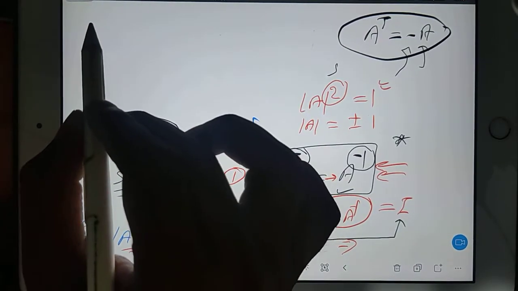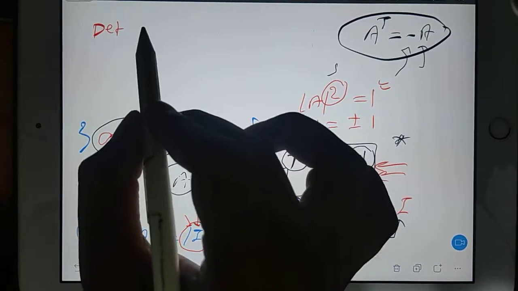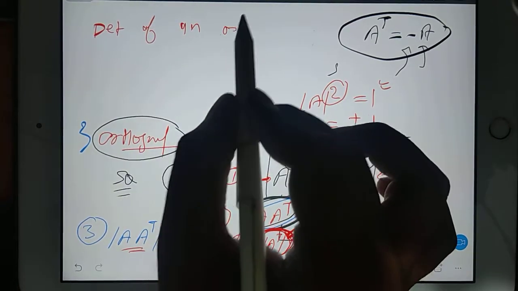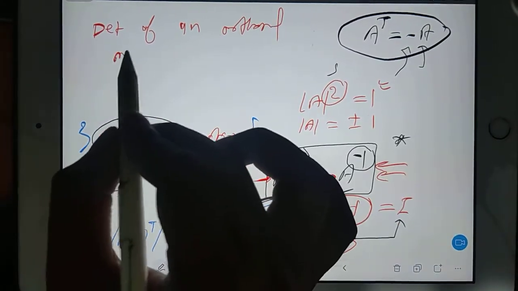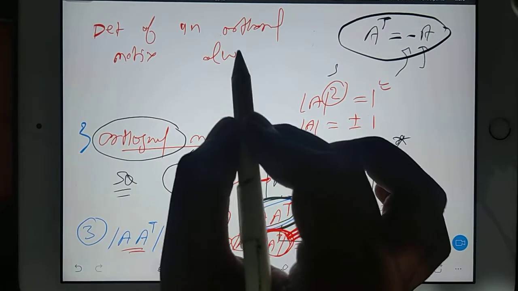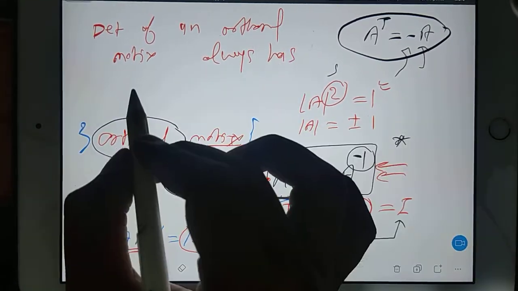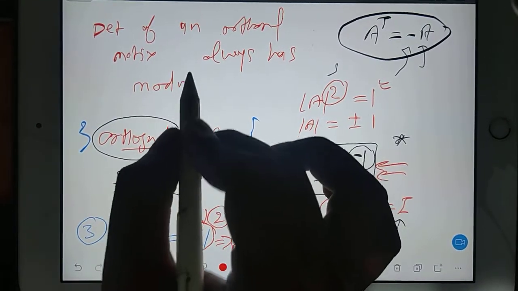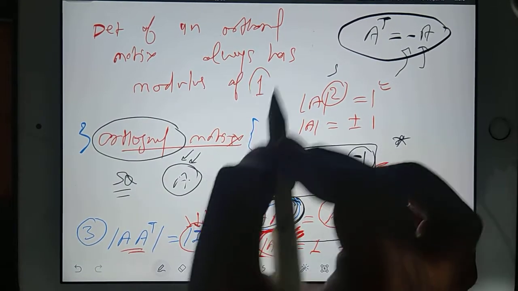Sentence you take down. Determinant of an orthogonal matrix always has modulus of 1.